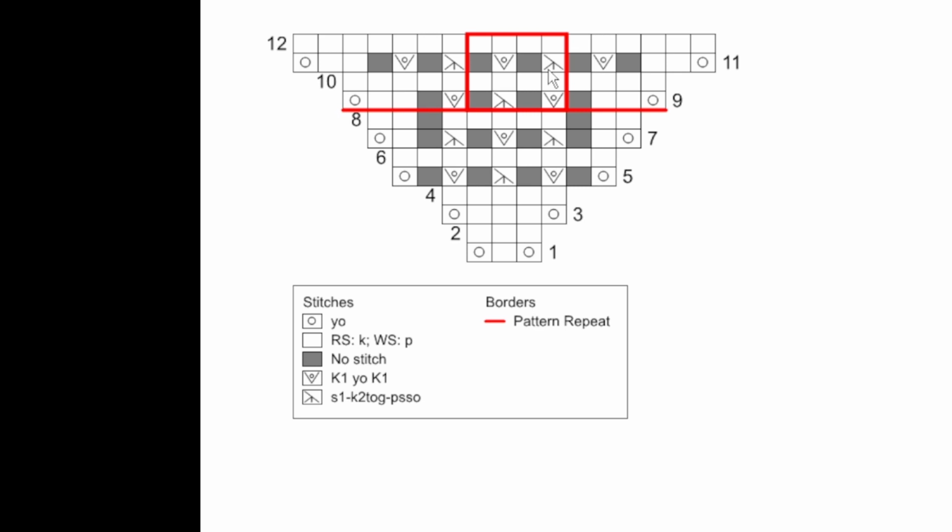Skip this, work your double decrease over the next 3 stitches. Slip 1, knit 2 together, pass the slip stitch over. Skip this, work your increase. Skip this, work your decrease. Skip this, work your increase. Skip this, knit 2, work a yarn over.